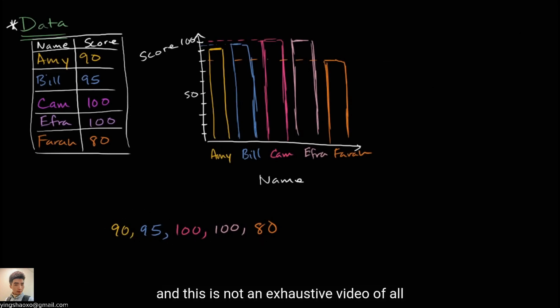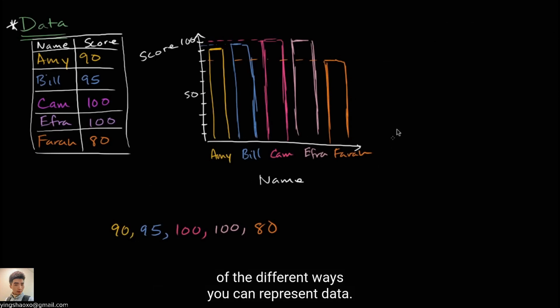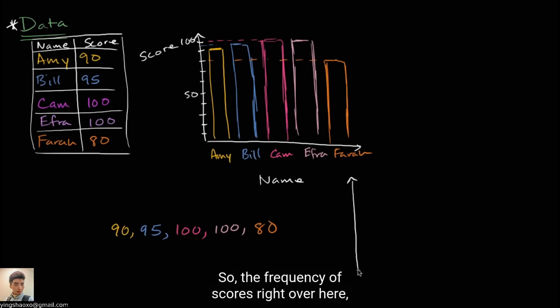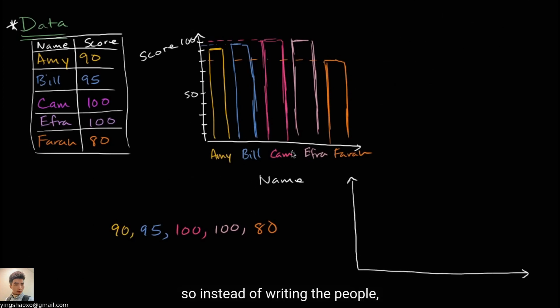But there are even other ways, and this is not an exhaustive video of all the different ways you can represent data. You could also represent data by looking at the frequency of scores. So instead of writing the people, you could write the scores: 80, 85, 90, 95, and 100.